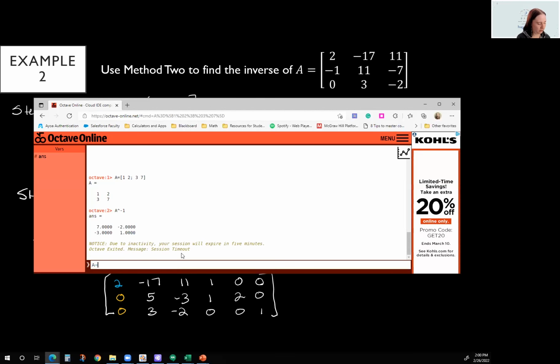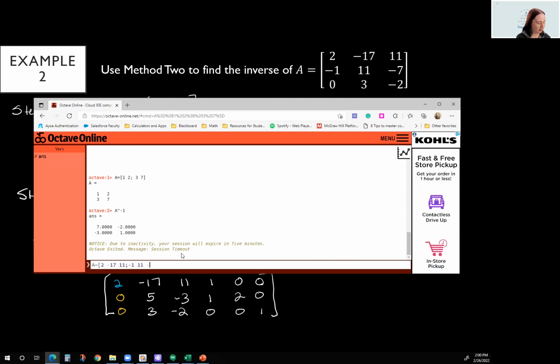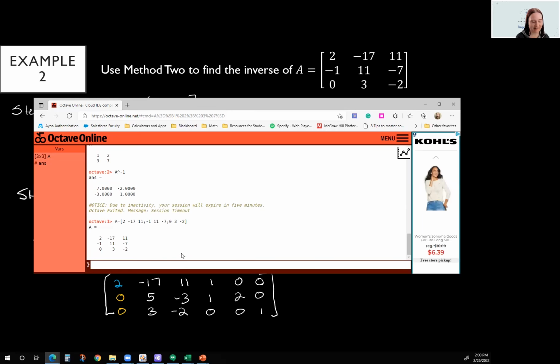So A equals [2 -1 7; 1 1 -1... ] Let me enter it: 2, space, -17, space, 11, and then a semicolon. Oh, and I forgot my matrix bracket. Let me put that in there. And then I don't have to have a space here. So I can just go straight to -1, space, 11, -7, semicolon, and then 0, space, 3, space, -2, close your bracket. Okay. And just double check that you typed your matrix right, and then our inverse.